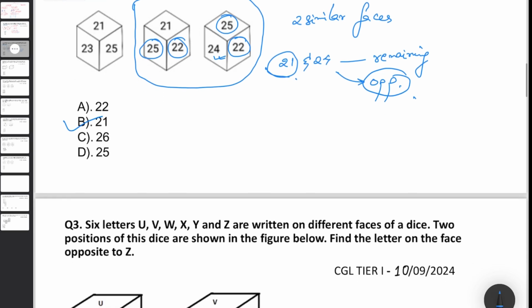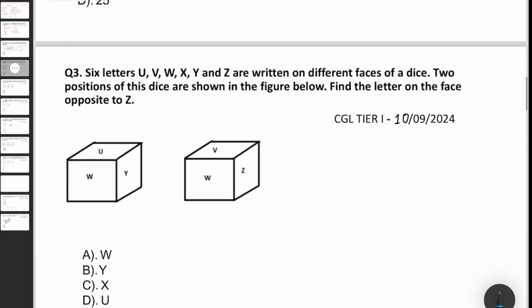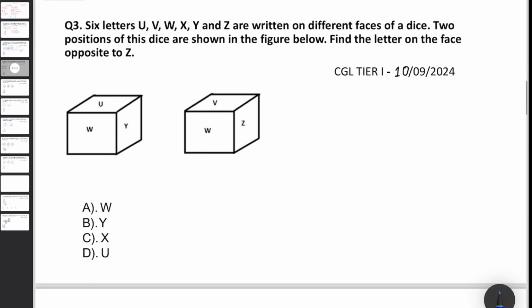Okay, let's move on to the next question. Six letters U, V, W, X, Y, and Z are written on different faces of a dice. Two positions of this dice are shown in the figure below. Find the letter on the face opposite to Z. Okay, Z is here. W is here.